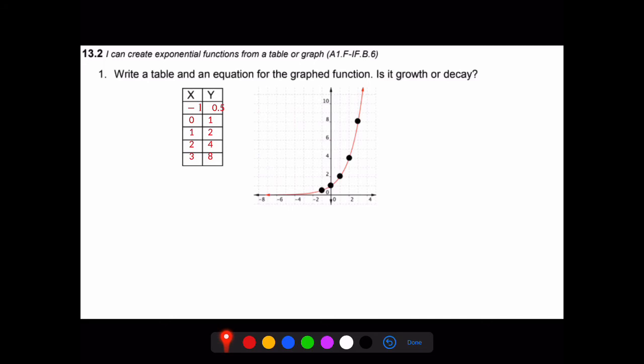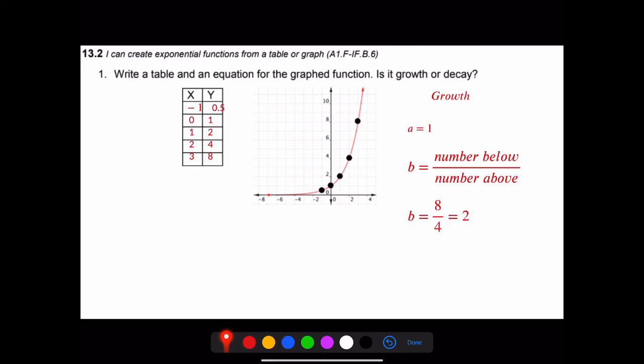And then again, here's our work. Growth, and then a is 1. B is the number below divided by the number above. So if I take any point on here, say 8, and I divide it by the number right above it, 4, and this can only work in the y column here, that'll give me my b value as 2. If I take 4 and I divide it by the number right above it, 2, I'll end up with 2 once again. So you can always do this method: b is equal to number below divided by number above to find out what your b value is. Lastly, we plug it in. f of x is equal to 1 times 2 raised to the power of x.